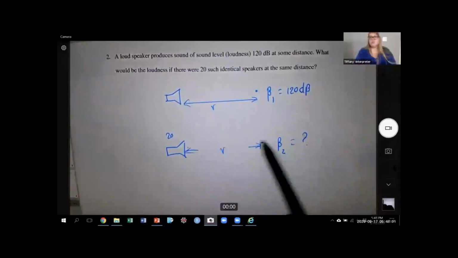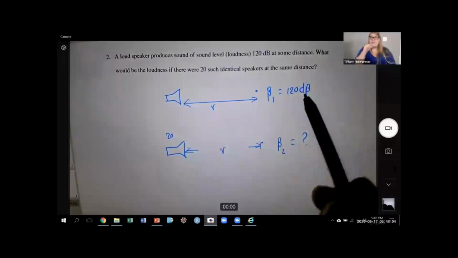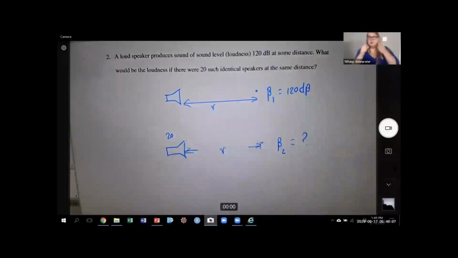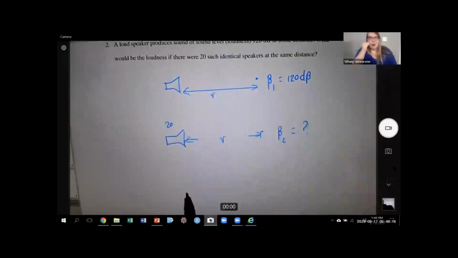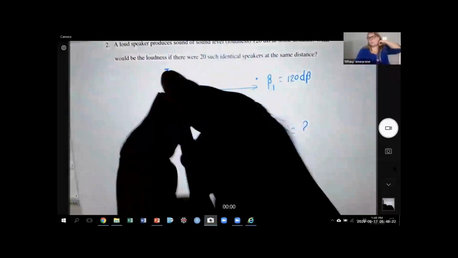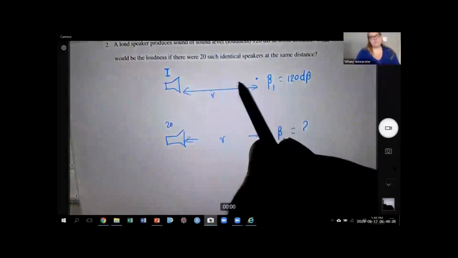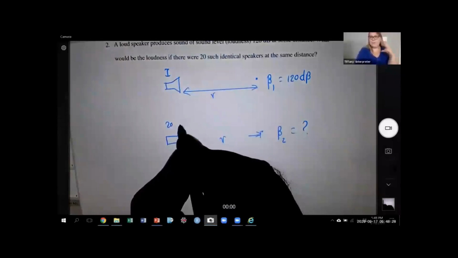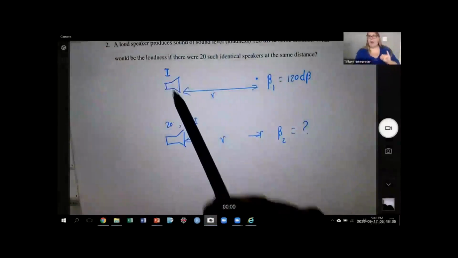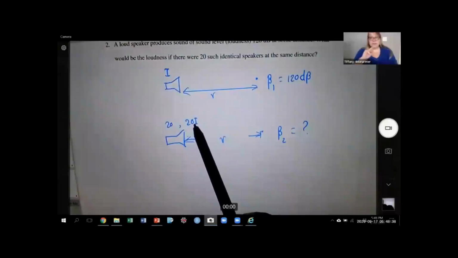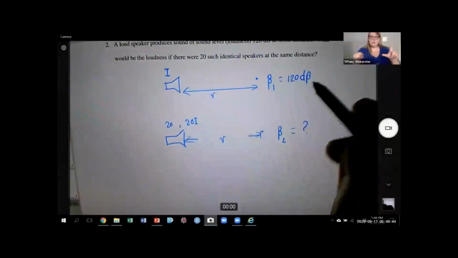Definitely it will not be 20 times this, because the loudness will not increase linearly, as we know. But how do you find that? Just use the similar concept that I showed you in the beginning. First of all, if one speaker produces intensity I at some distance, then 20 speakers will produce 20 I, because intensity, the power, does increase linearly. If you have 20 speakers, the intensity will be 20 times I, but not the loudness that we hear.